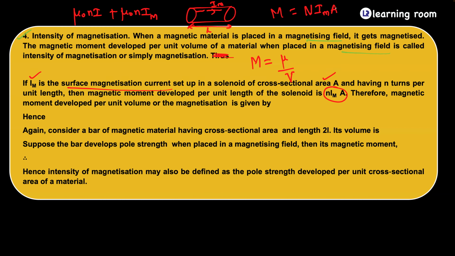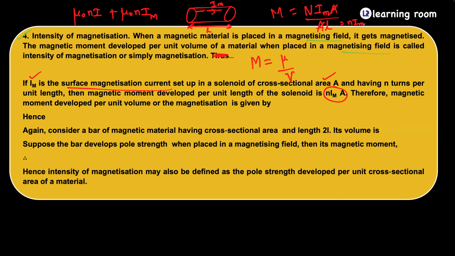What is the dipole moment formula? N I A. The whole divided by what is going to be the formula for volume? Volume is capital A into L. So capital A and capital A get cancelled. Capital N divided by L is small n. So this will be equal to small n into IM. So now you will understand it better.